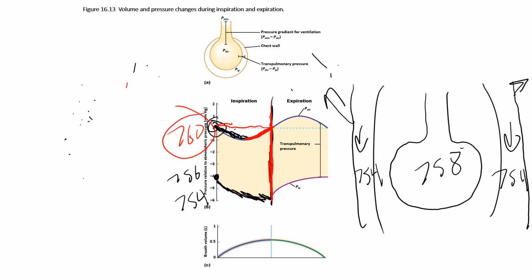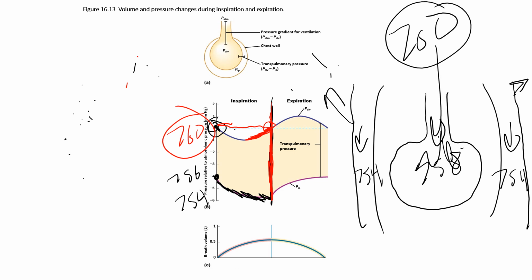So during the second half of inspiration, intra-alveolar pressure rises until it's actually back to 760 at the end of inspiration. How could that be? And the answer is quite simple, actually. Well, because what's happening during the second half of inspiration? During the second half of inspiration, air is actually coming from the atmosphere into your lungs and into the alveoli.